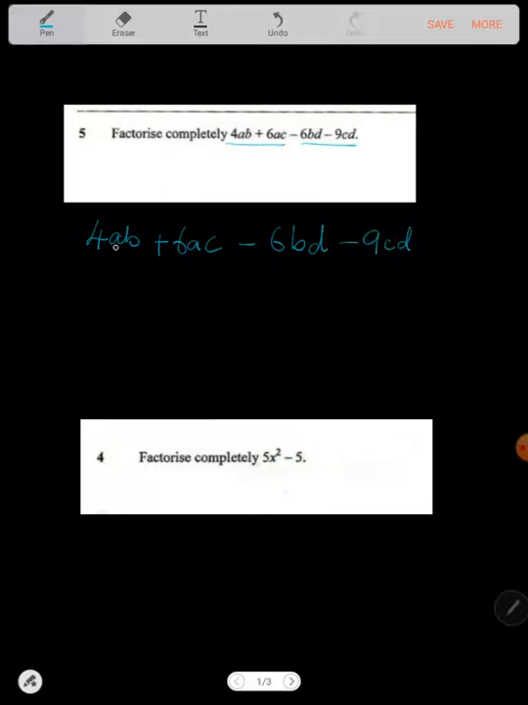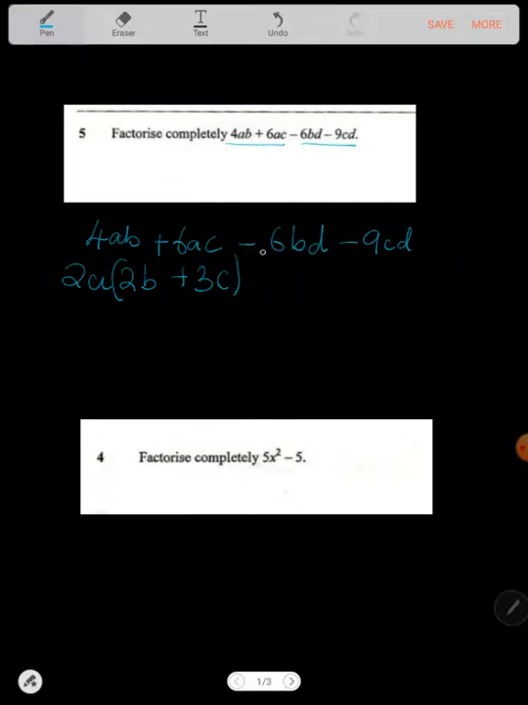They have 2, they have a. What is common here is 2. What is common here is a. If I divide this into this, I will remain with 2b plus, 2 into 6 is 3. I'm using 2 because 2 can go into 4 and 6. That's what you must do. A and a, they'll cancel, remain with c.